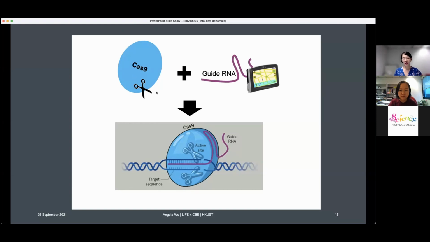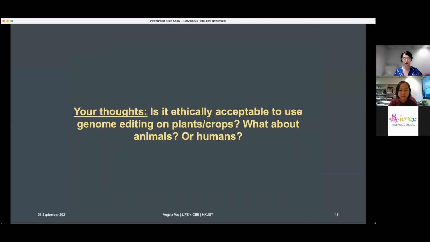When you put these two things together inside the cell, this GPS will guide this pair of scissors to the right location on the DNA that we want to fix or edit, and the scissors will cut that place in the DNA right here, as you can see. So if we can cut the place where there's a mistake, then we can repair it using similar biological tools and potentially cure the person of disease. So this is the way that this new CRISPR-Cas technology works.